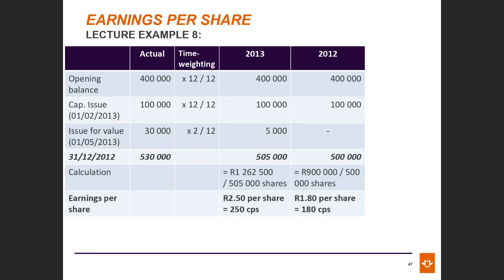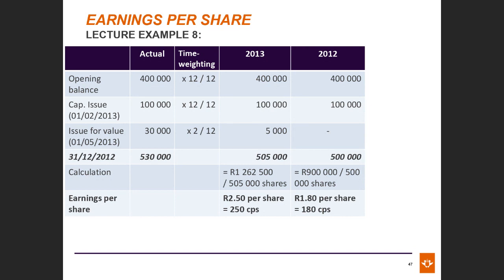So is the capitalization issue for value or for no value? Okay, it is for no value. So now when we take into account the capitalization issue, it happened on the 1st of February. But because it is for no value, there is no increase in earnings potential. So we do not weight it for the year. It is included for the whole year, okay? It is included for the whole year. And this is treated differently to a share split.